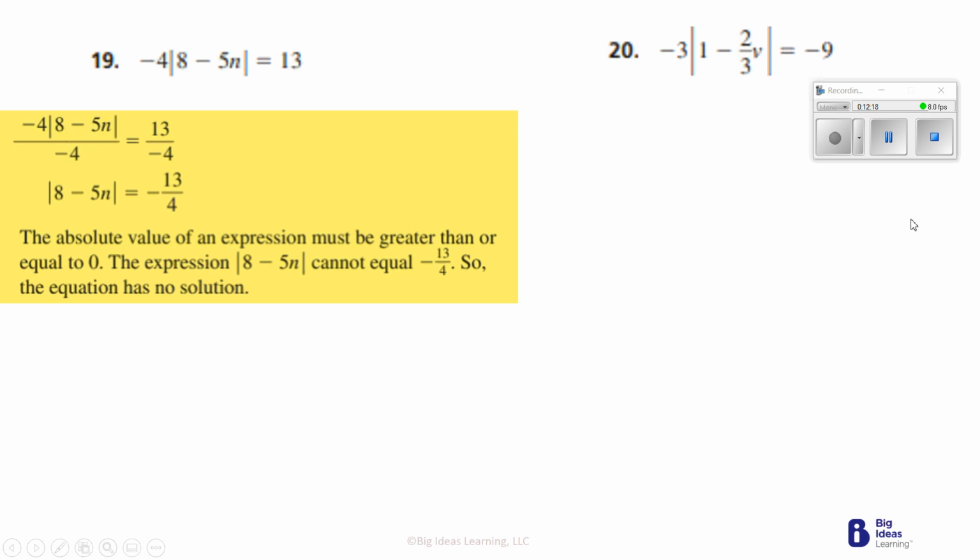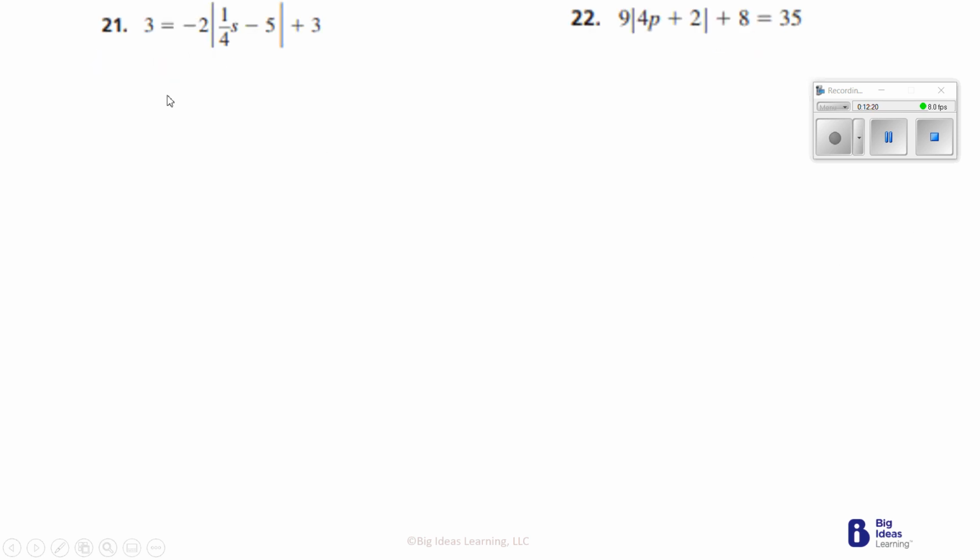All right, 20 is for you to do. 21, okay. On this one, I imagine we're going to have to take this positive 3 and bring it over.